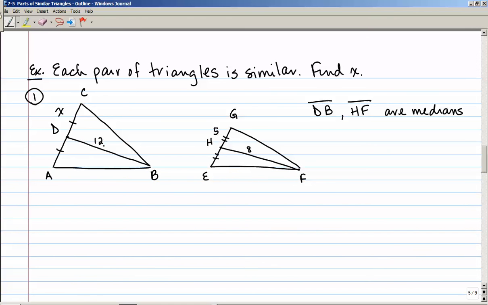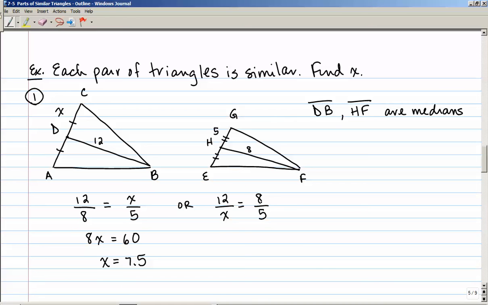So I can say 12 over 8, median over median, is equal to x over 5, a part of a side. I could do it the other way also. I could say 12 over x, so median over side, is equal to 8 over 5. And you'll notice when we do the cross product, we get the same thing. So 8x equals 60, or x is equal to 7.5.